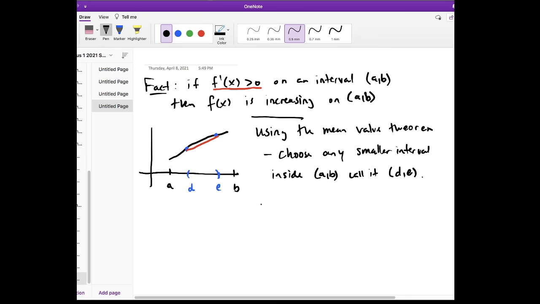Good, yeah. That is the secant line, the slope of the secant line. So we have f of E minus f of D over E minus D. And what do you know about that value? So now we use the mean value theorem. What do you know about that value? That must equal something, right? What does the mean value theorem say? So the slope of that line is equal to what?